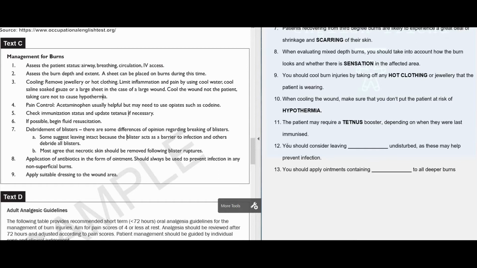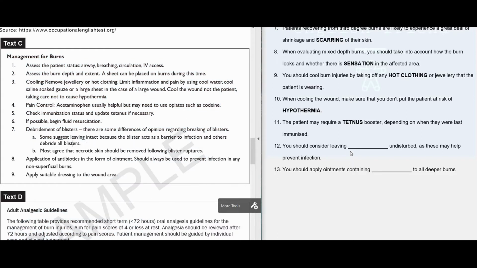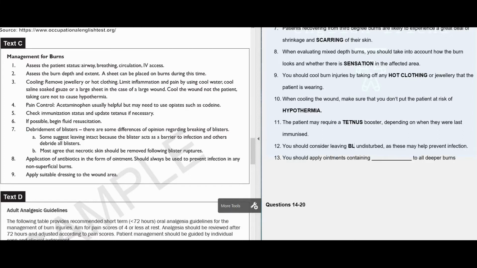Now question number 12. You should consider leaving dash undisturbed as these may help prevent infection. Again from the very same text, text C, here in the 7th point, debridement of blisters. There are some differences of opinion regarding breaking of blisters. Some suggest leaving intact because the blister acts as a barrier to infection, and others debride all blisters. So here, what should be left undisturbed? It's the blisters, according to some.